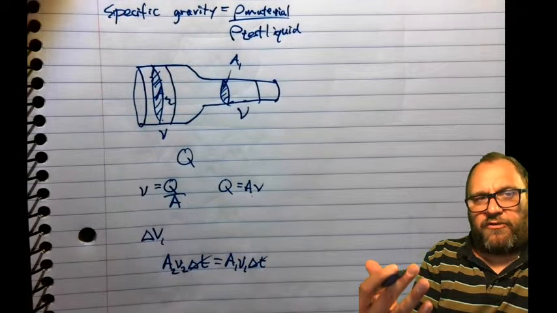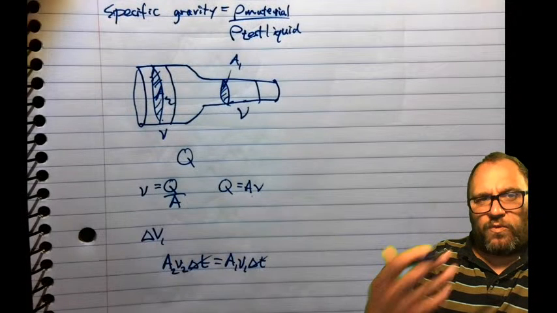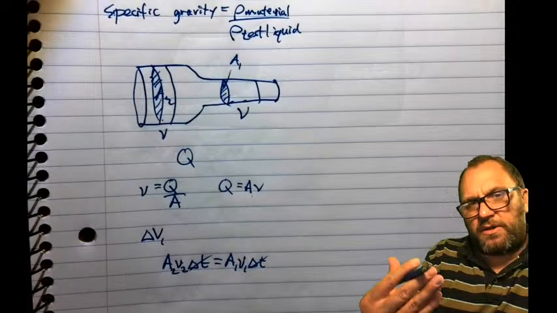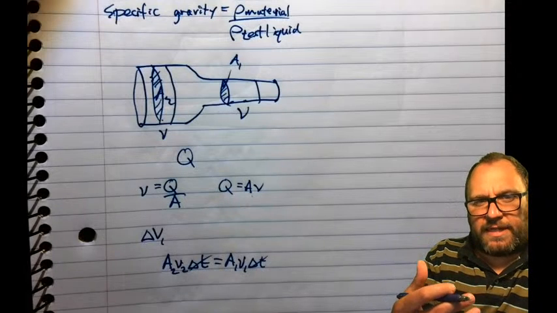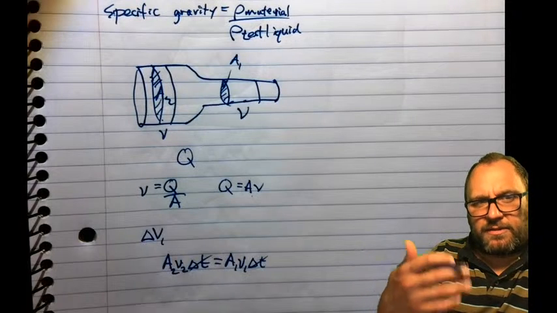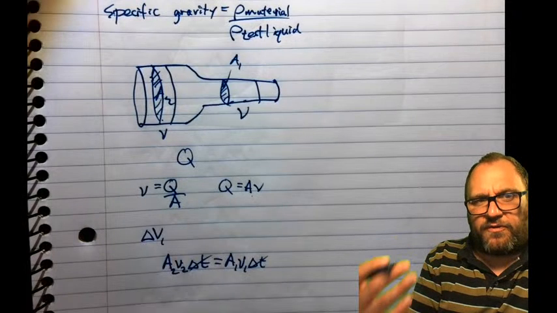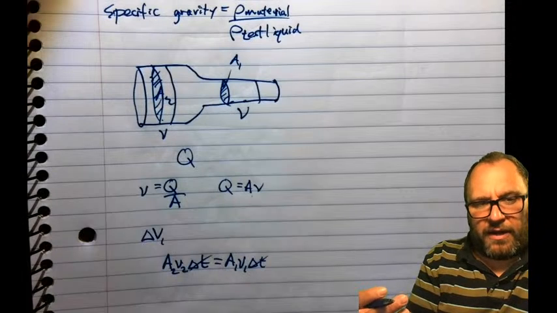So let's say we know our flow in one area. Okay, so that would be in meters cubed per second. And then we know, let's say, what the diameter is somewhere else. We could find our velocity over there. Okay, so we could solve for our velocity.